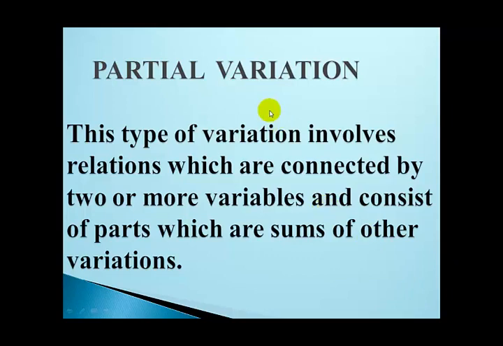Now let's consider the partial variation. This type of variation involves relations which are connected by two or more variables and consist of parts which are sums of other variations.